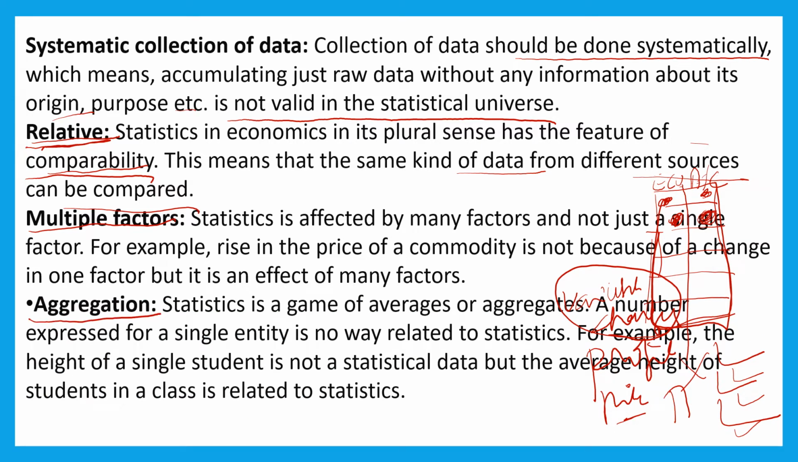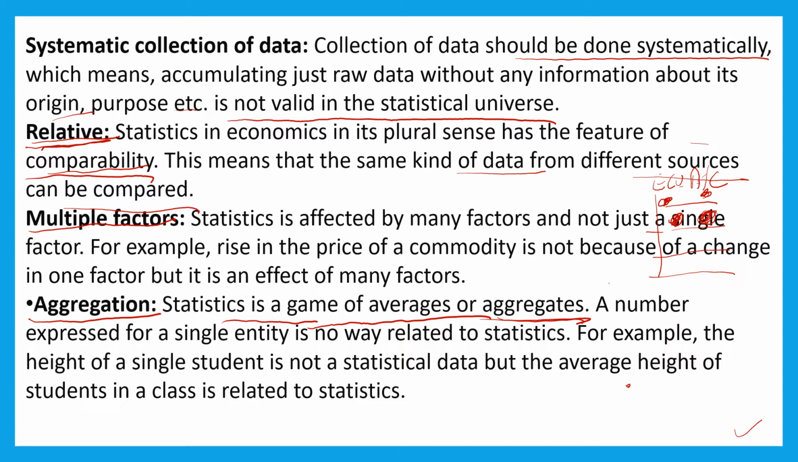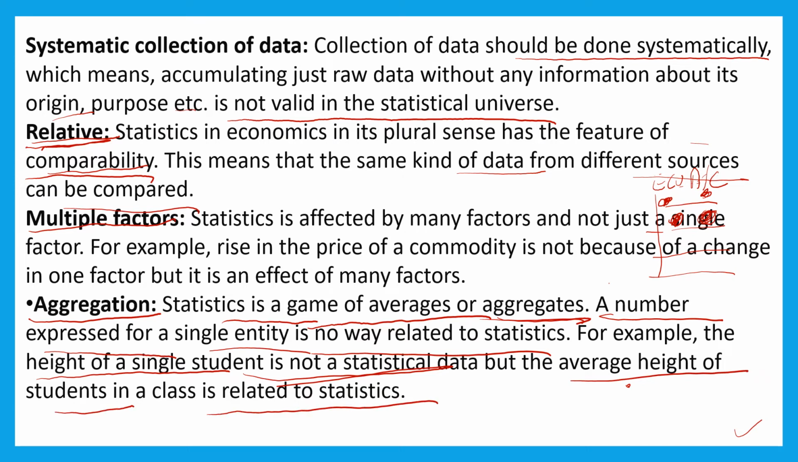Aggregation. In a simple word you cannot give it. Statistical data always has to be presented as averages or in the form of aggregates. That is why statistics is known as a game of averages or aggregates. A number expressed for a single entity has no value in statistics. The height of a single student is meaningless and is not considered statistical data. But the average height of students in the class is related to statistics. If we give a single person's information or a single variable in a single number, there is no value for that.